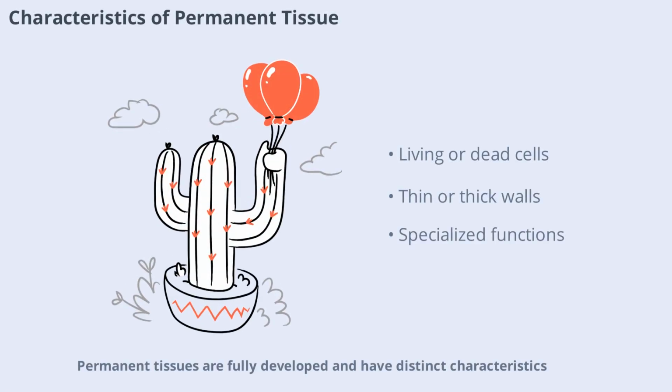Permanent tissues are fully developed and have distinct characteristics. They may be composed of living cells such as parenchyma or dead cells like sclerenchyma. The cell walls can vary in thickness, providing either flexibility or rigidity. These tissues are essential for maintaining the plant structure and performing specialized functions, such as storage, transport, and protection. Understanding permanent tissues helps us see how plants achieve both strength and adaptability.